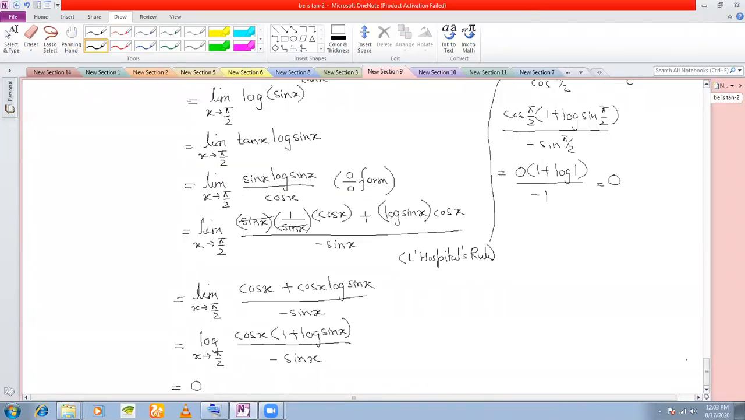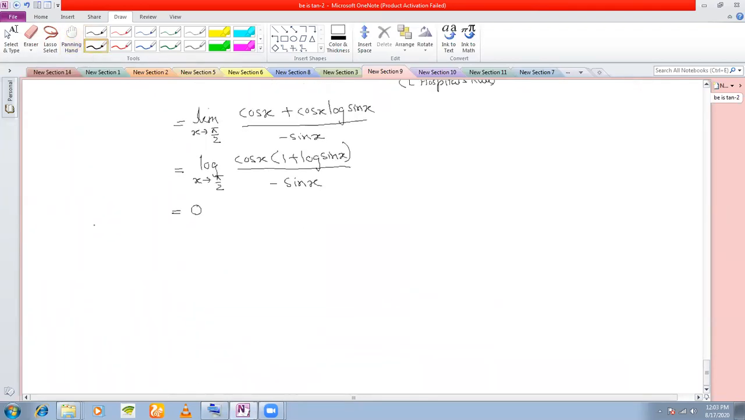You have got log y is equal to, what have we got? Therefore, log y we have got as 0. And what is the base of this log? E. So that means y must be equal to e to the power of 0 from the definition of log, which is equal to 1. And what is y? Y is limit x tends to pi by 2 sin x to the power of tan x, which is equal to 1.